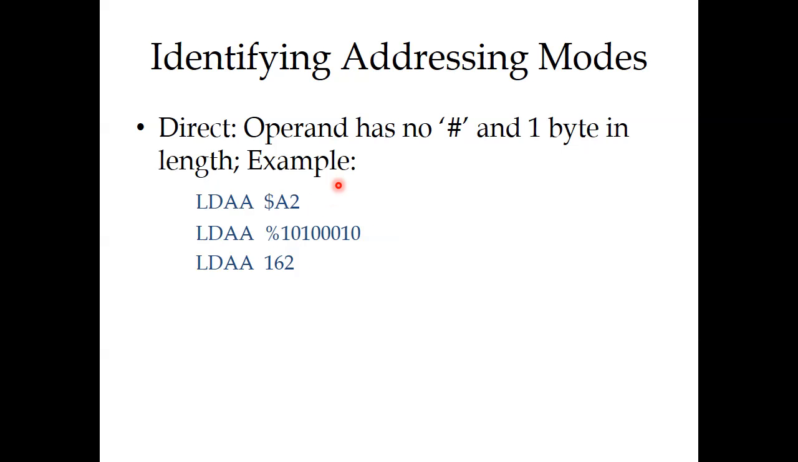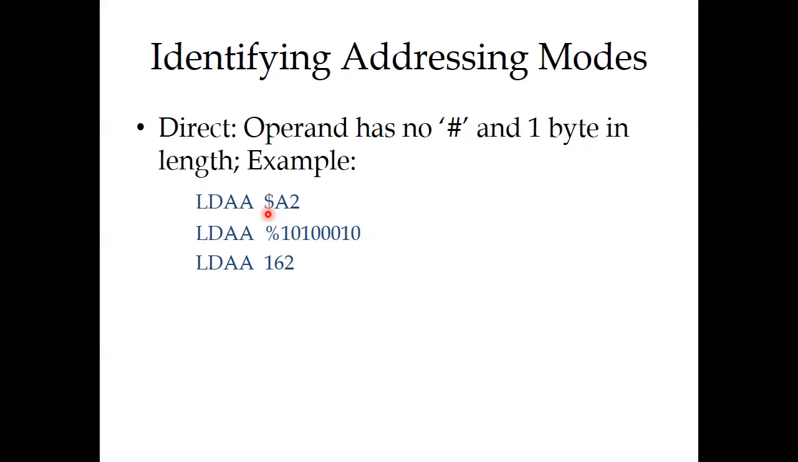Now, direct does not have the pound sign. So no way there will be any pound sign. That means in the direct instruction, you will have an operand without the pound sign. So no pound sign. And also one more thing, the operand must be 1 byte long or less. Look at this one. You see there is a dollar sign, right?